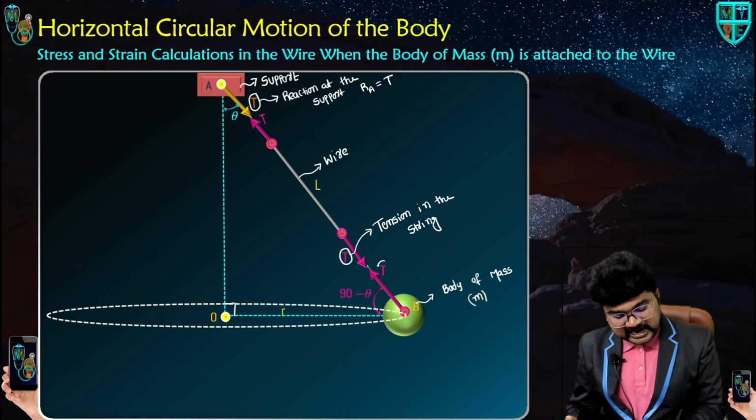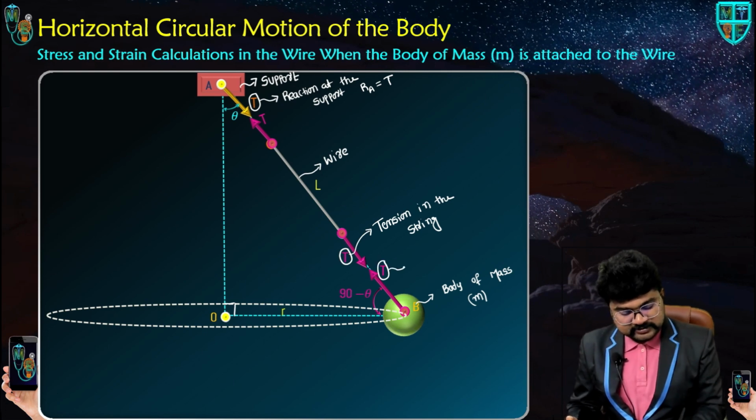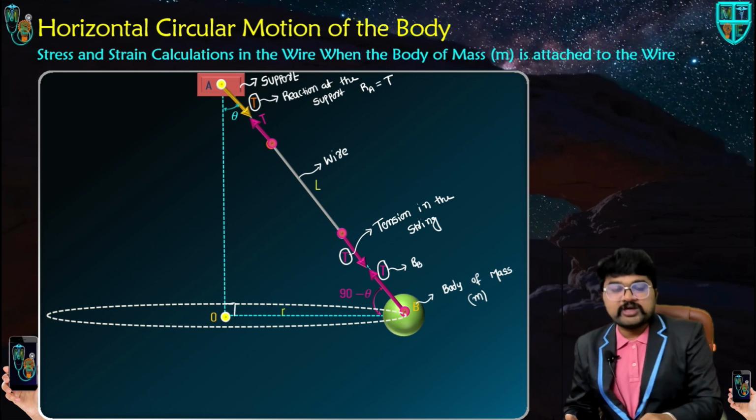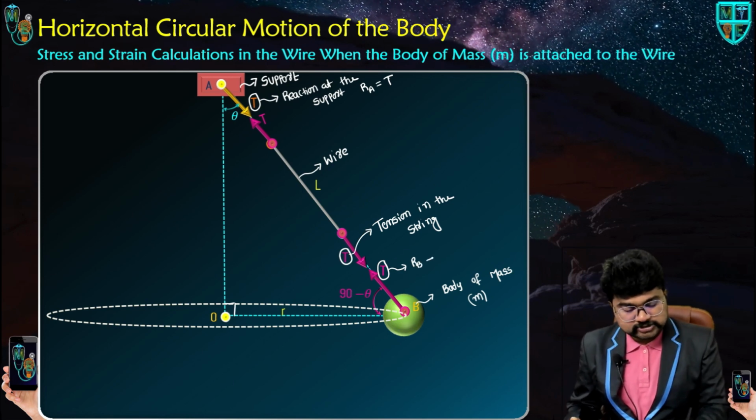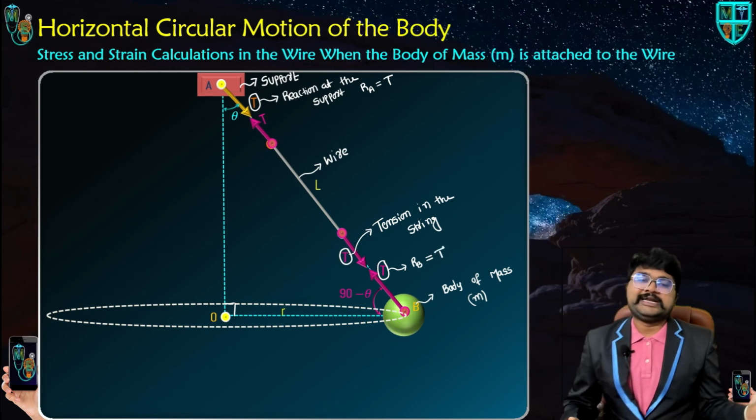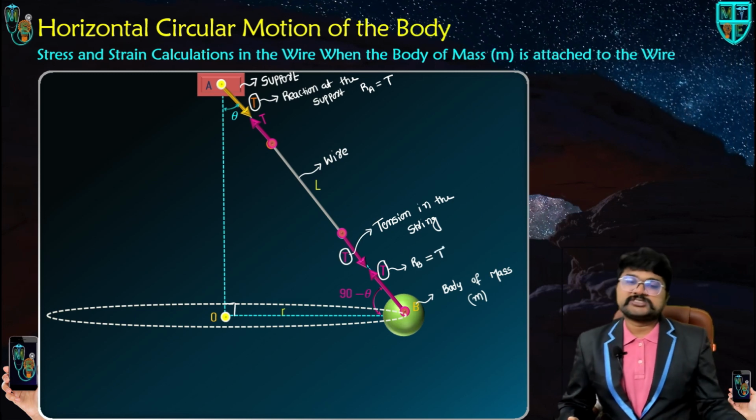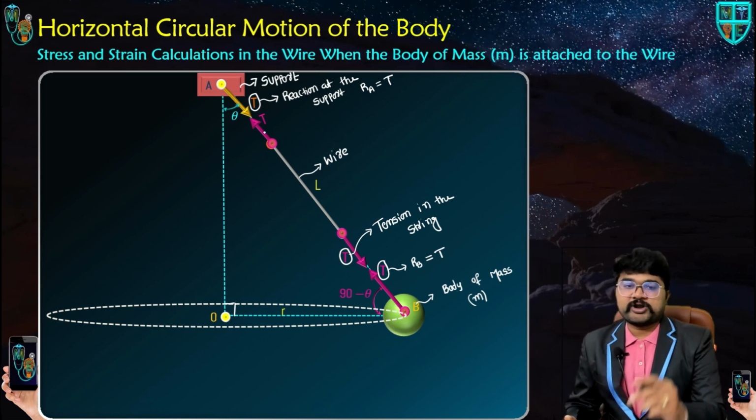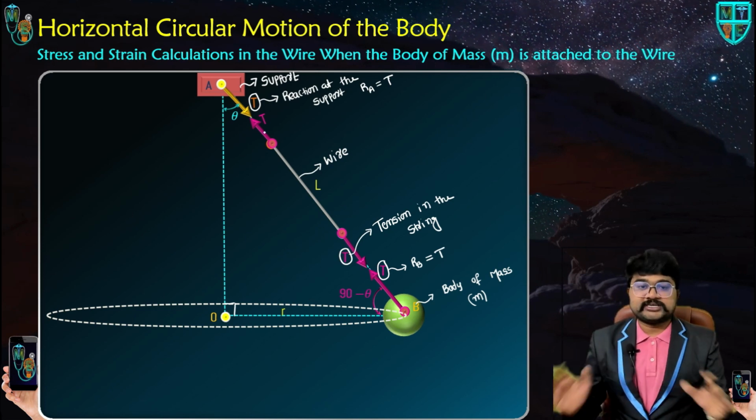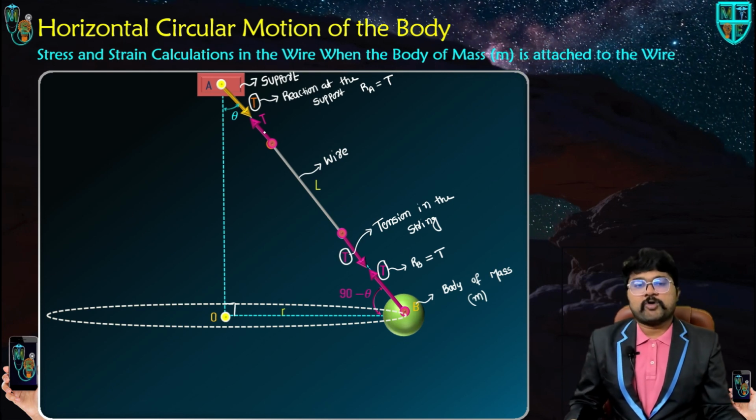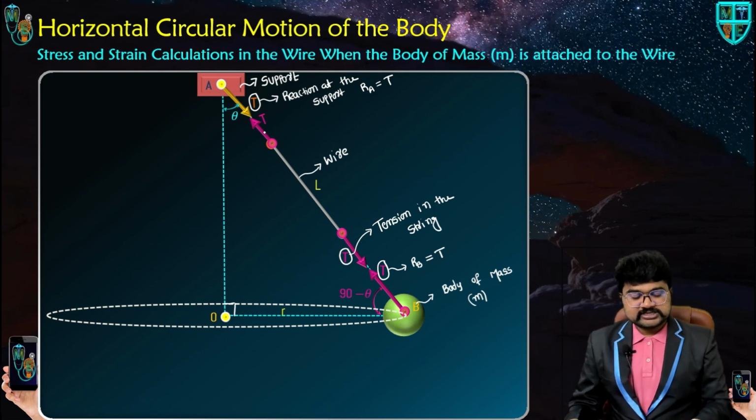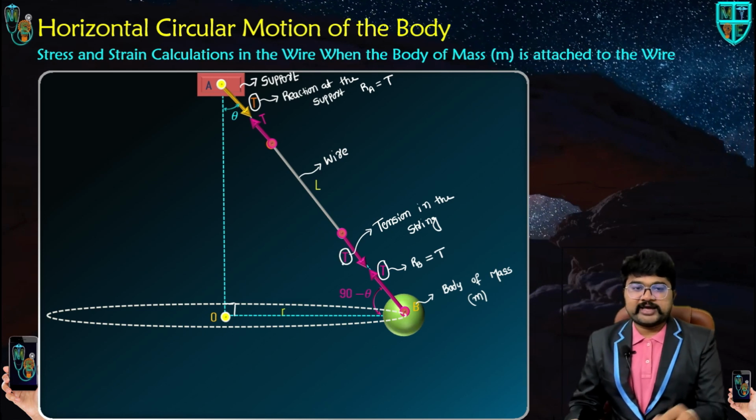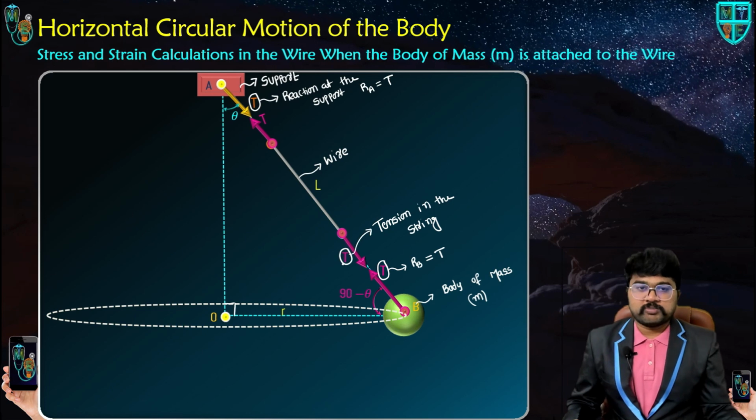Here force is acting at this point. This RB, the force which is acting away from the node, is assumed to be positive. This is also T, the tension in the string. At this point, two tensions will be acting. Both tensions are pulling the body. This tension is pulling this body, this tension is pulling the wire. Tension always pulls the body.